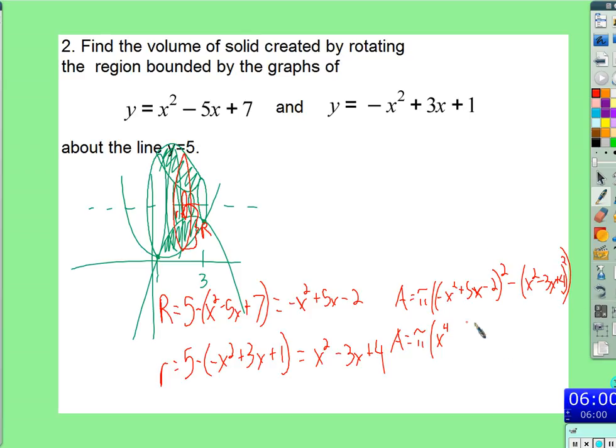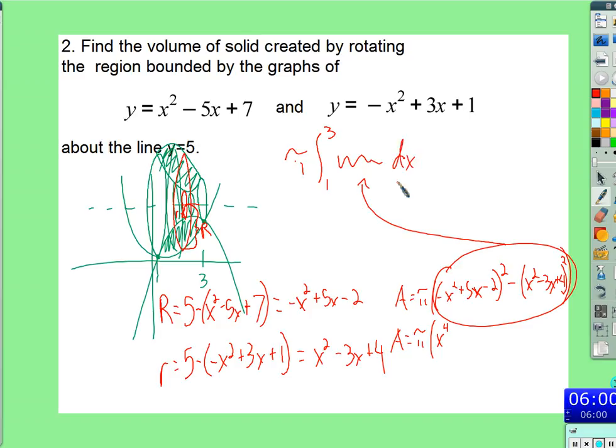So we can multiply this all out and combine like terms, and we know what we're doing. We've done a challenging Algebra 2 exercise. And it goes from 1 to 3, because we already found the intersection points from 1 to 3. Then we can put the pi on the outside, and all of this goes in there, dx. And the antiderivative, which you guys are very good at, you'll plug in 3 for that and subtract 1. Then you'll multiply by pi. Got it.